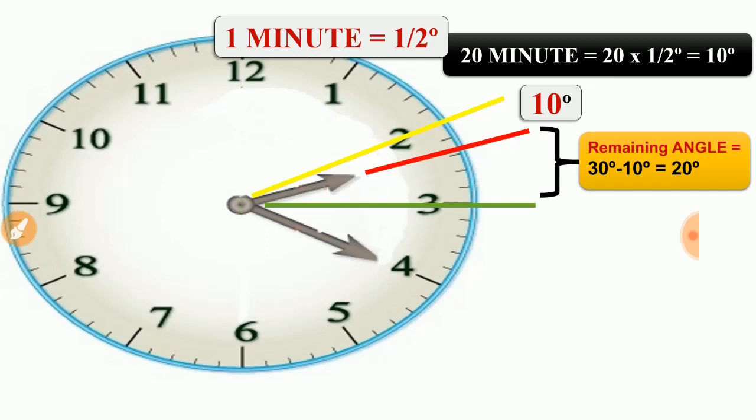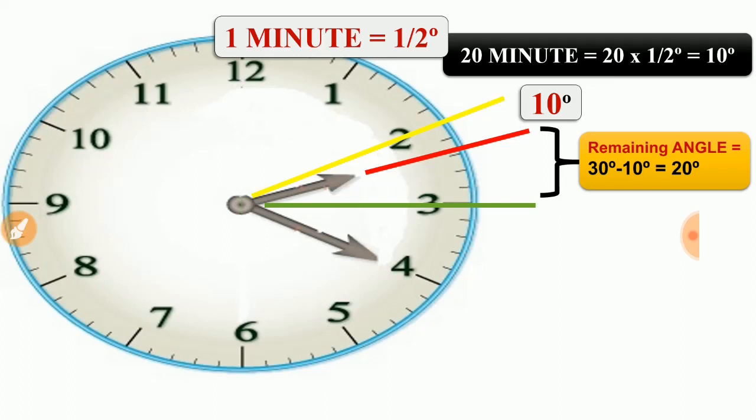So what is the angle between the red line and the green line? It is 30 minus 10, so the angle is 20 degree. So if you find the angle between the green line, or the 3, and the movement of the hour hand, that is the red line, you find that it is 20 degree.